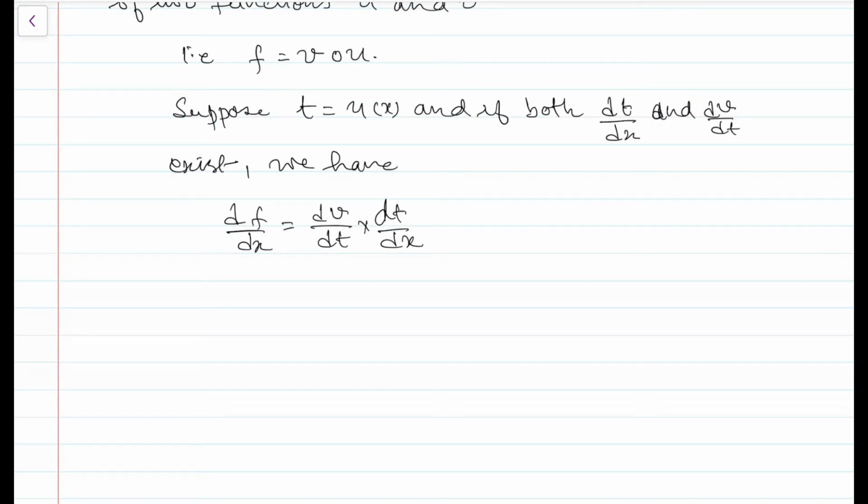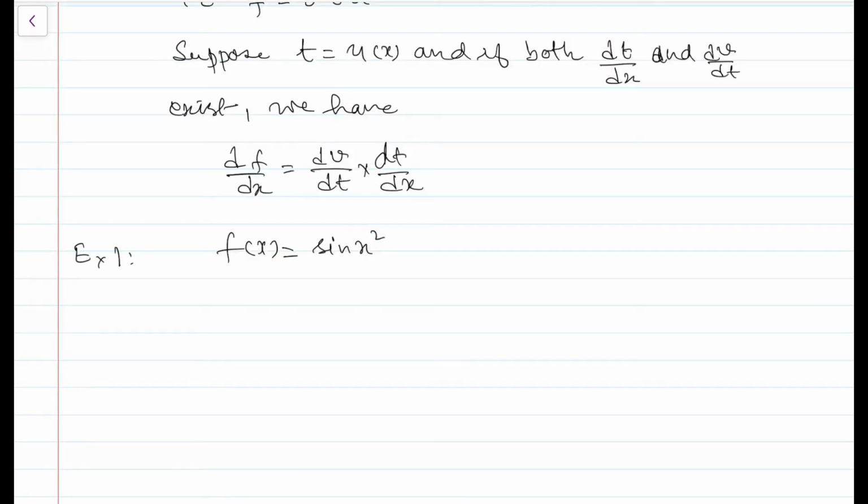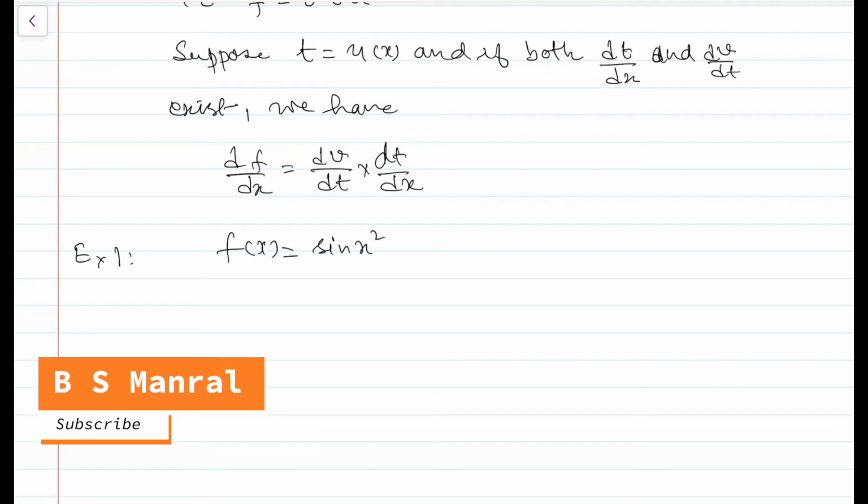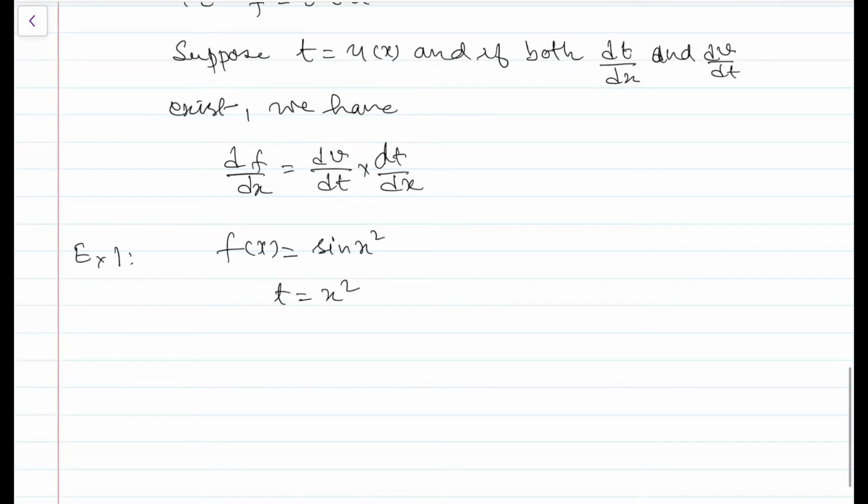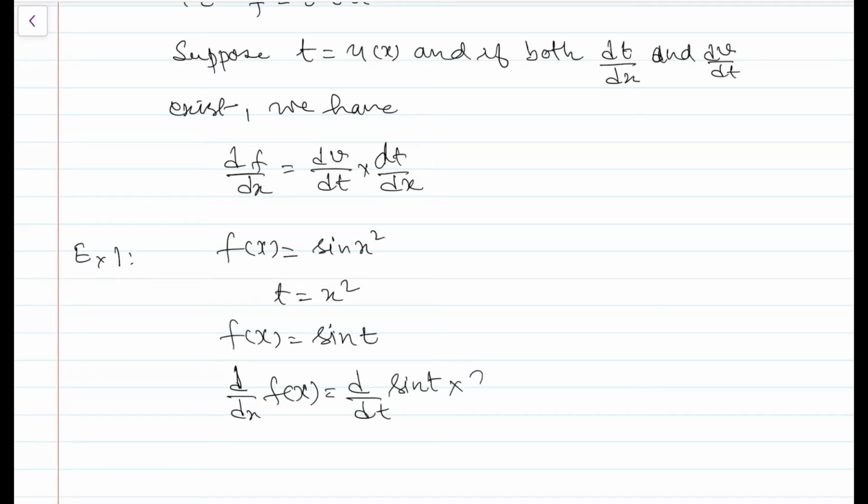Now let us solve some problems based on chain rule. The first question is f(x) is equal to sine x square. We can clearly see that the value of the function does not directly depend upon the value of x. So let us assume t is equal to x square. So now the function f(x) will become sine t. We want to find the value of d over dx of f(x), but this function does not directly depend upon x. This depends upon t. So we'll first differentiate this with respect to t, d over dt of sine t, and t is a function of x.